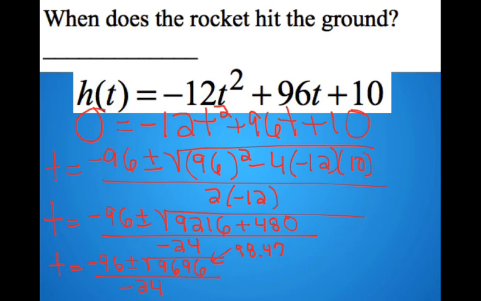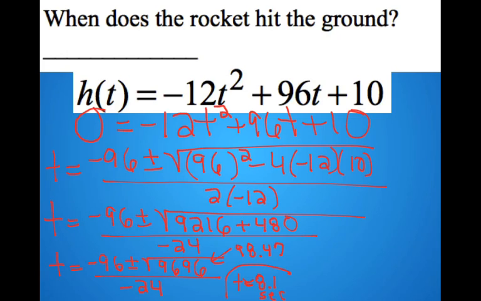So I'm going to utilize the answer that is negative 96 minus the square root, divided by negative 24. That's the answer that I'm going to take. So I'm going to do negative 96 minus the square root of 96 equals, and I get negative 194, and I'm going to divide that by negative 24. So I get t equals 8.1 seconds. So that's approximately when it hits the ground.